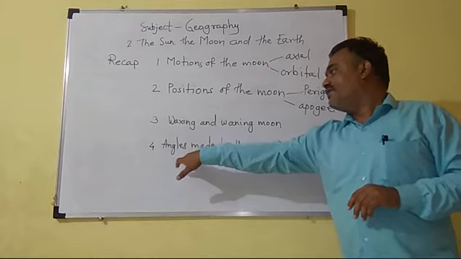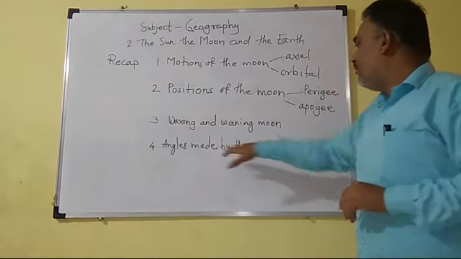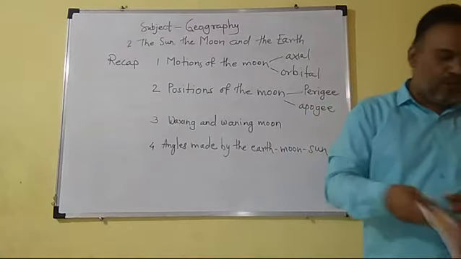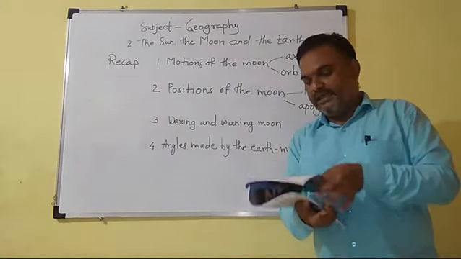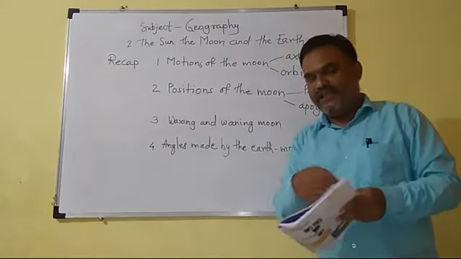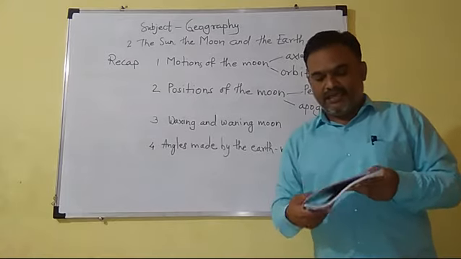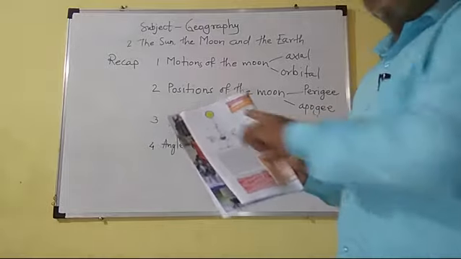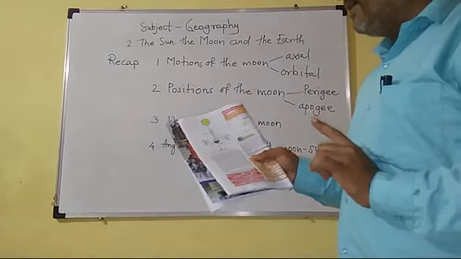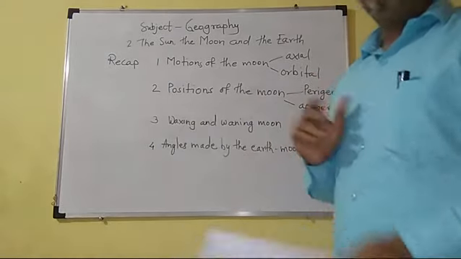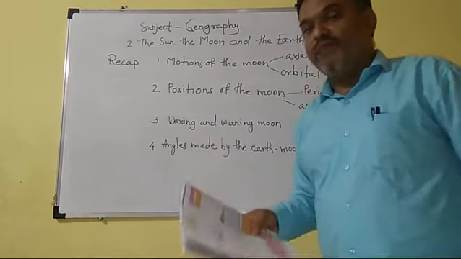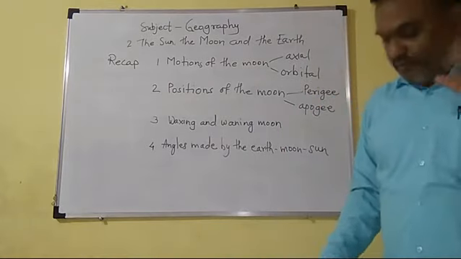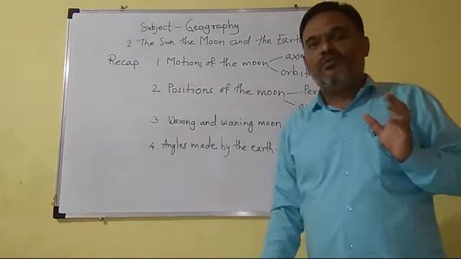Now, next we studied the angles made by the earth, moon and the sun. In figure 2.3, on page number 4, you see that the angles are given. We see the phases of the moon in the sky from the earth. They are actually the illuminated portion of the moon.